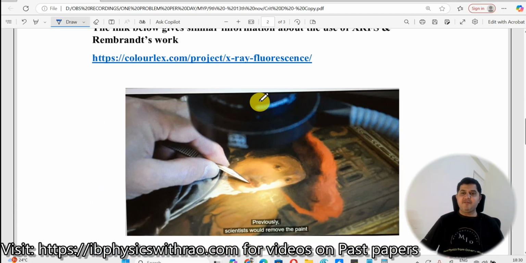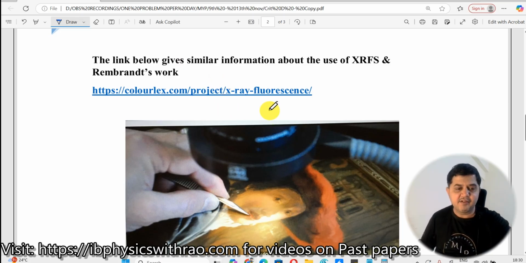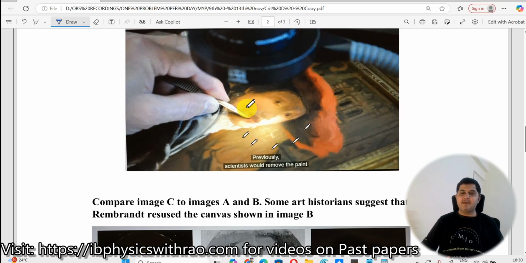The link below gives similar information about the use of XRF and Rembrandt's work. Okay. So XRF, X-ray fluorescence spectroscopy, is a technique wherein you can find out who actually created that particular image, what is the background behind it. You can find out what chemicals have been used and so on. Using fluorescence spectroscopy, you can do a lot of things. If you need to know more about it, you can visit this particular site. It is given in the paper like this, and there is a video which you can play to understand more about how things are being done. But since it's a PDF document, I will not be able to play it over here. I can just say what has been happening.